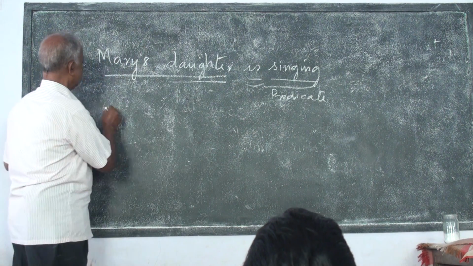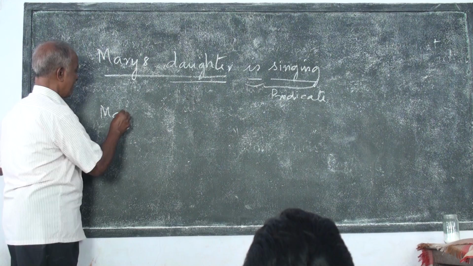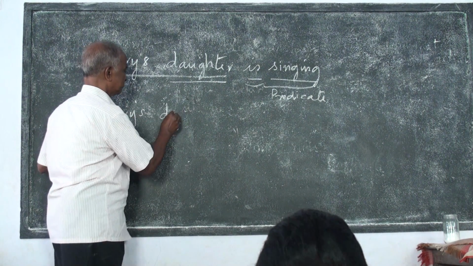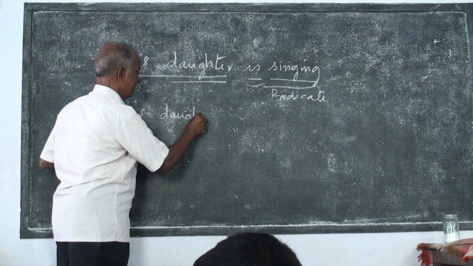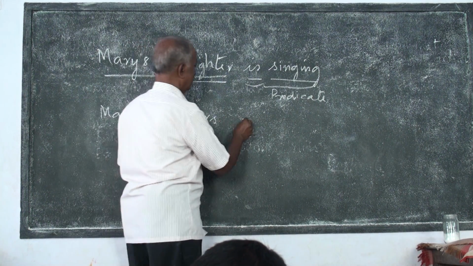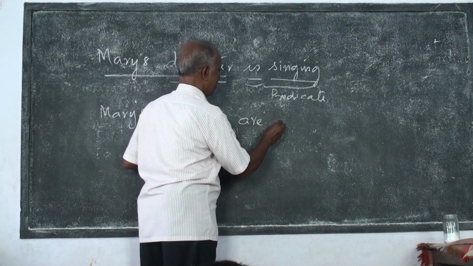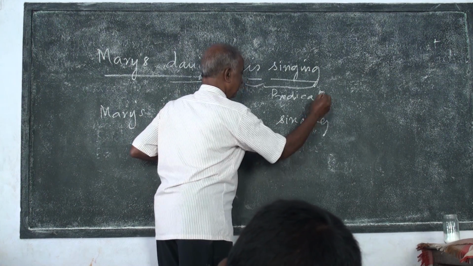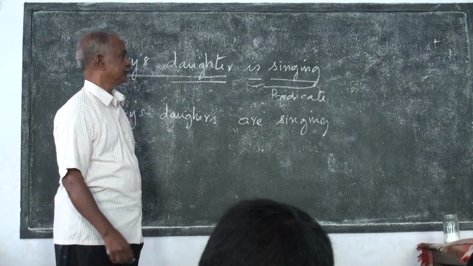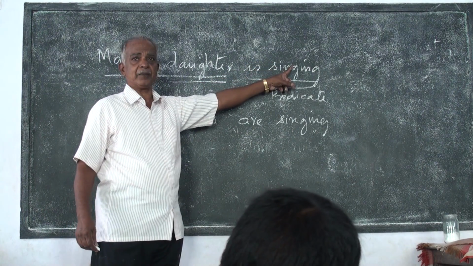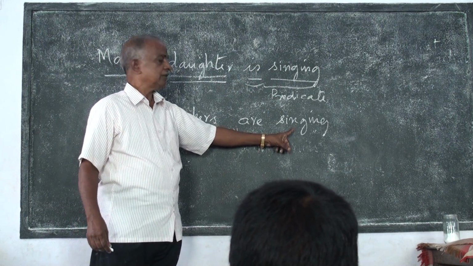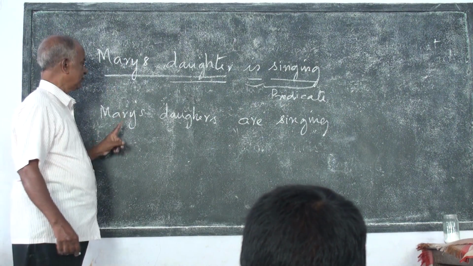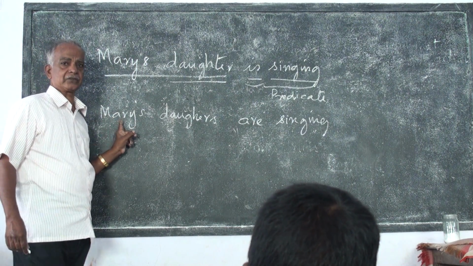Right. Mary is not a small singing. Mary is not a small singing. See, singing is common here. Here also singing comes. Mary comes here also. Mary comes in this sentence also.